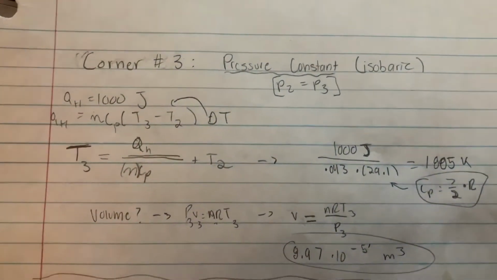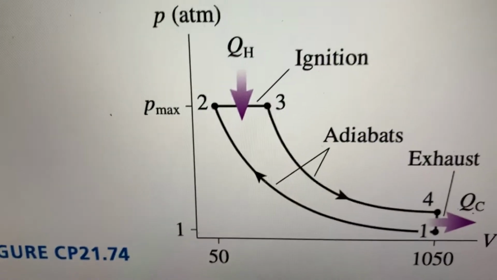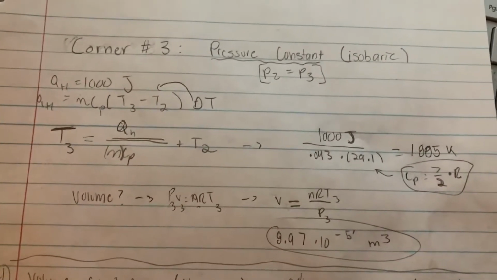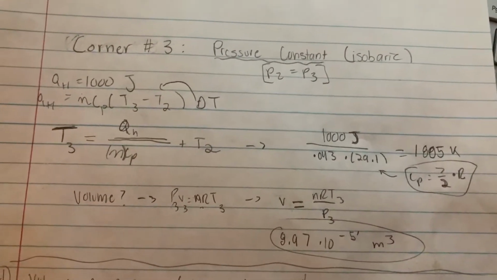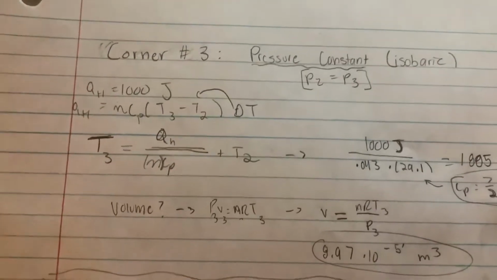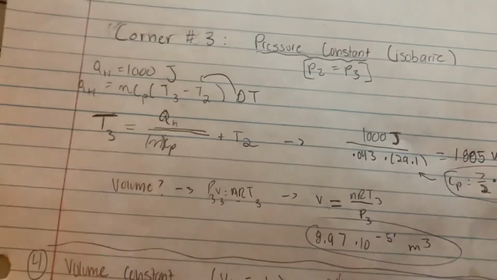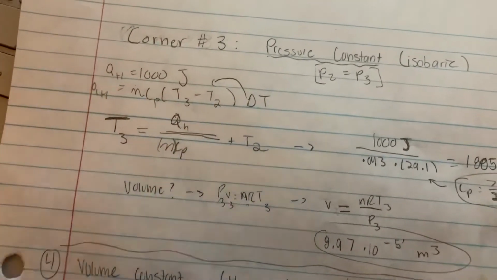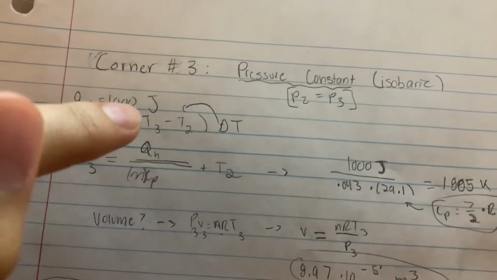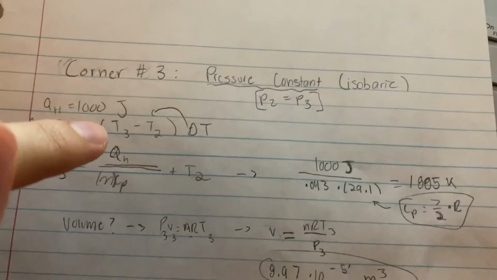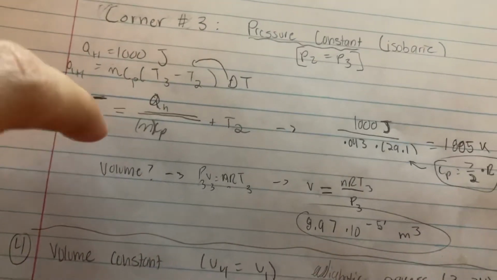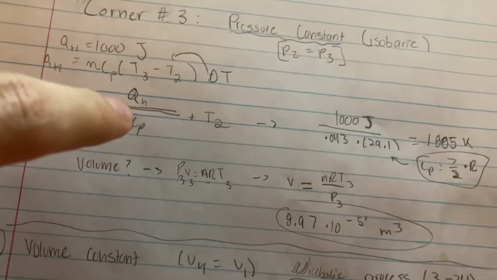Corner 3 has constant pressure, so it's isobaric, because that's when the heat's entering and the pressure is constant. So your P2 is equal to your P3, so your pressure is 7.19 times 10 to the 6th. Like I said earlier, your QH is going to be 1000 joules here. Then you're going to use the equation for QH, because you want to find T3, your temperature at 3. Rearranging, T3 is equal to QH over n times CP, plus your temperature at 2.